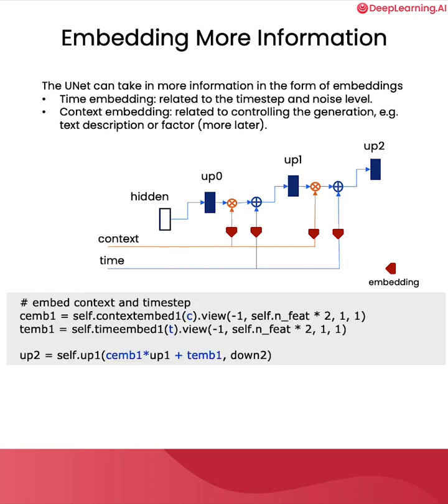Great, so what does that look like in code? Here you can see a context embedding. This is just one of them. And then here you see the time embedding. And in the upsampling block, all you have to do, again, just like in this diagram, is multiply the context embedding with the upsampling block and add the time embedding.